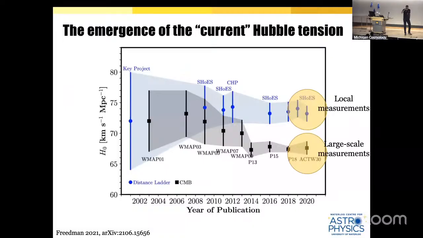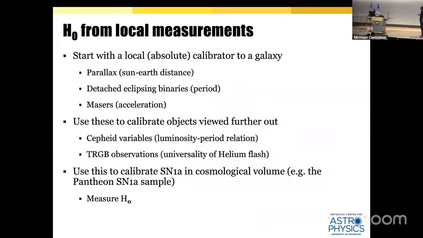All right, so we've got the current Hubble tension, a very minor skirmish compared to the war. Local measurements versus large-scale measurements. What's going on here? Well, all Hubble parameter measurements have to start with an absolute calibrator. The Hubble parameter is in units of inverse time. It is an absolute measurement. That means you have to start with some absolute measurement.